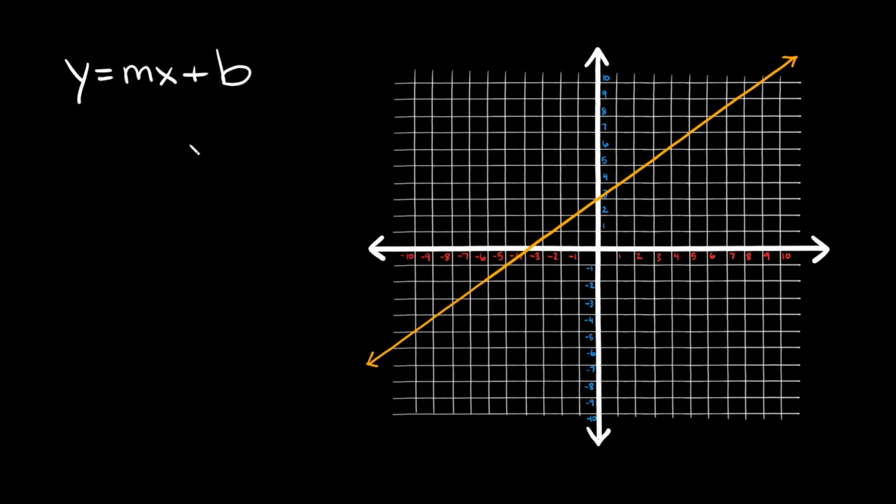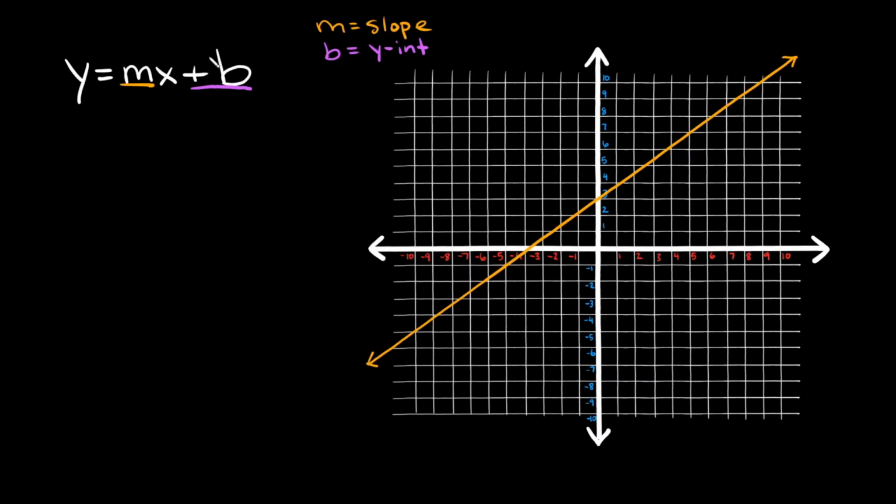Now, there's two important pieces of information we get from this formula. First of all, this m right here stands for the slope. And this other part right here, the b, stands for the y-intercept. So in order to translate this graph into this equation, these are the only two pieces of information we need to figure out.